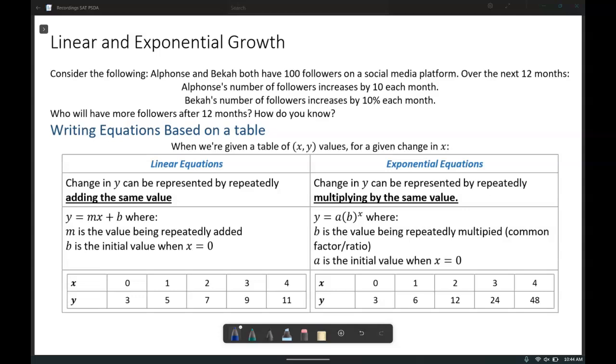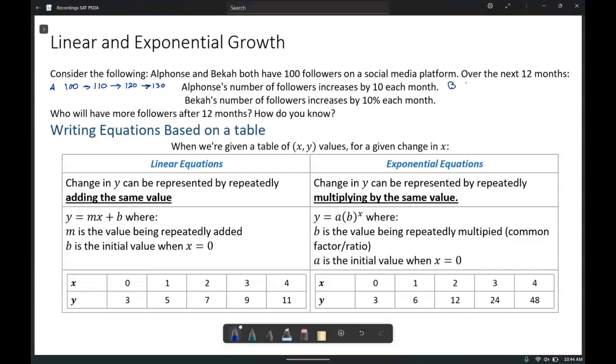Well, let's think about how many followers they're going to have for each month. So Alphonse is starting with 100. Next month he's going to have 10 more than that, and the next month he's going to have 10 more than that, and the next month he'll have 10 more than that. And so we'll see that that's increasing by a value of 10 every single month. Then let's take a look at Becca.